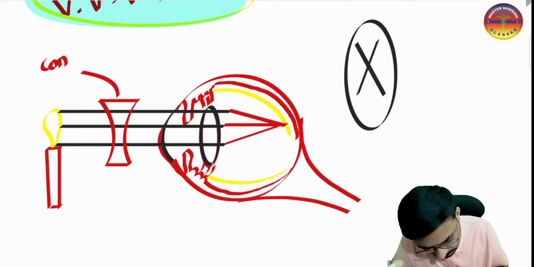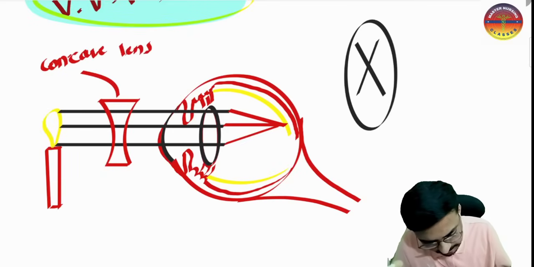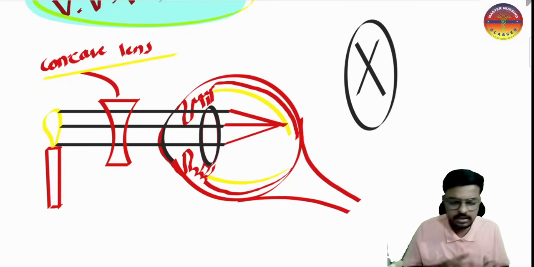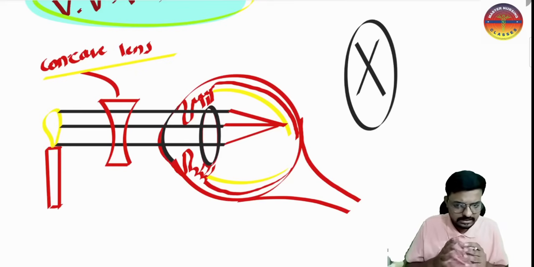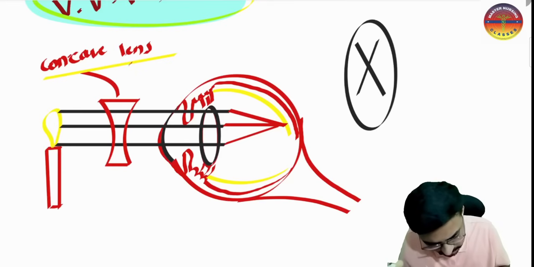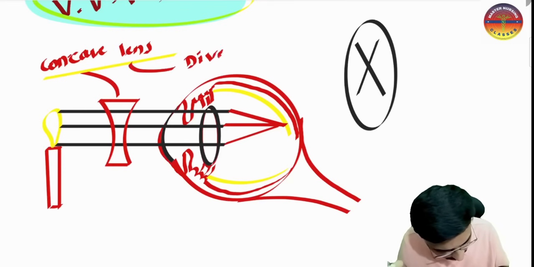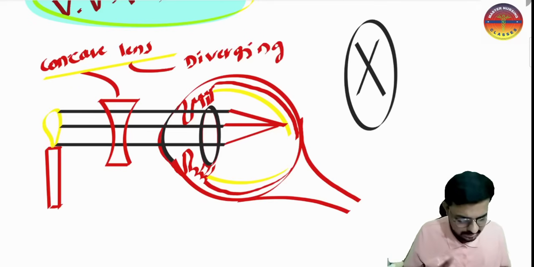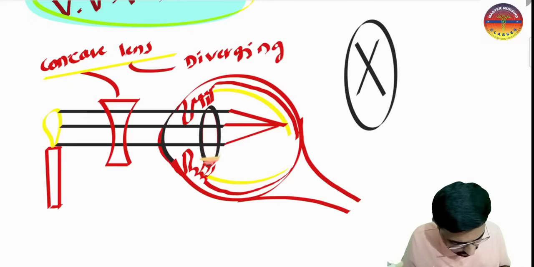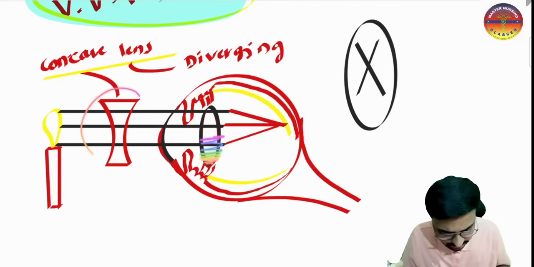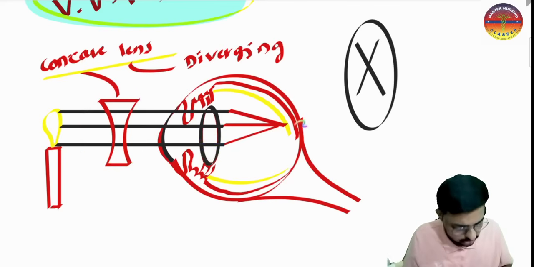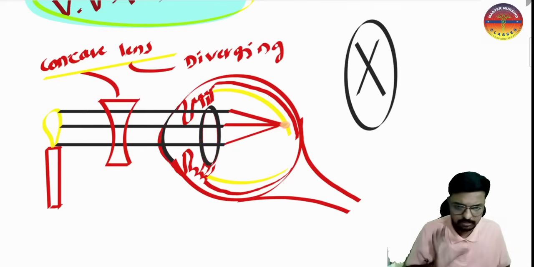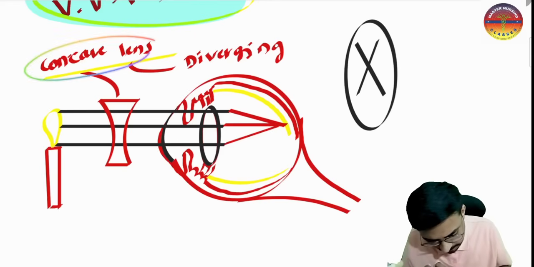So we are adding the concave lens. The concave lens has the function of not converging the light rays, it is diverging the light rays. Normally there is over bending of the light rays, and this is the opposite of the over bending, so it makes the light rays bend normally over the retina. So in nearsightedness, the treatment is the concave lens.